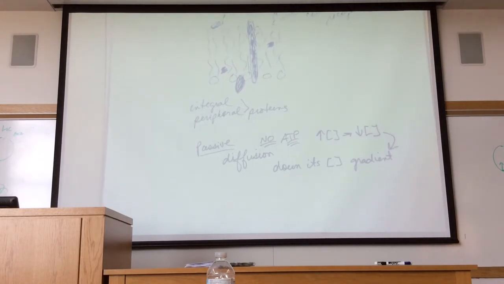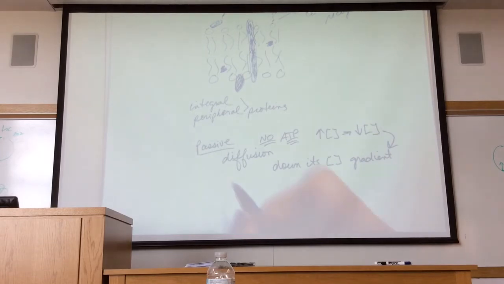Okay. So what can easily move across the cell membrane via passive diffusion would be something that is lipid soluble. Lipid soluble things move the easiest.